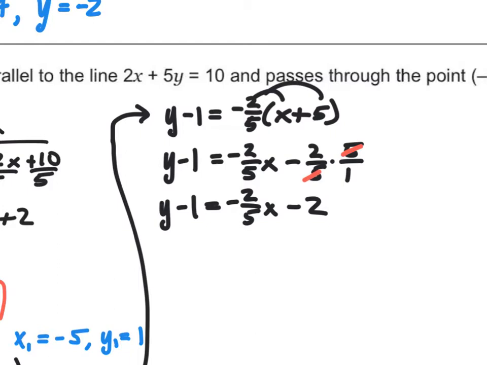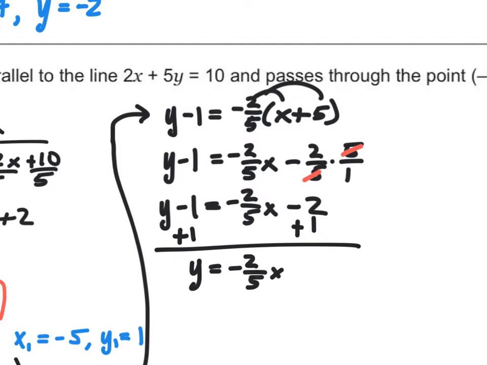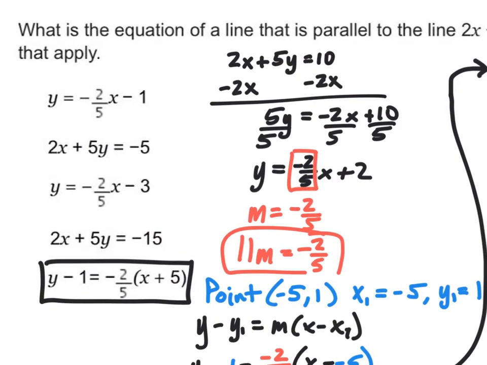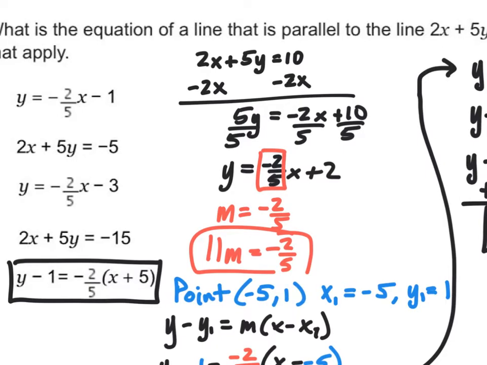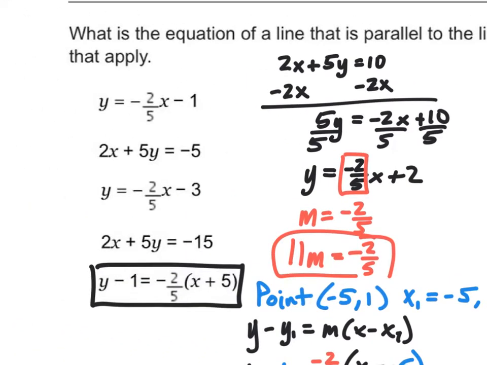And then I'm going to add 1 to both sides, and I'm going to get y is equal to negative 2/5 x. Negative 2 plus 1 is just going to be minus 1. And this is my answer in slope-intercept form. So I go over here, and I say I got negative 2/5 x, and that's a minus 1. So I have another match here.